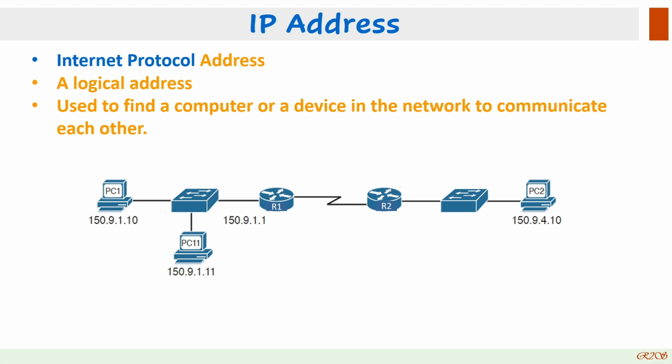Again, an IP address is a logical address. Why a logical address? Because it is not a hard-coded address of a device. You assign the IP address to your device based on your IP address design for your enterprise network, and it works in the Internet Protocol. That means it is in layer 3, the network layer. The key purpose of the IP address is to find a device in the network that is connected to the internet so that they can communicate with each other.